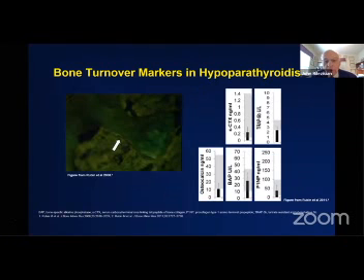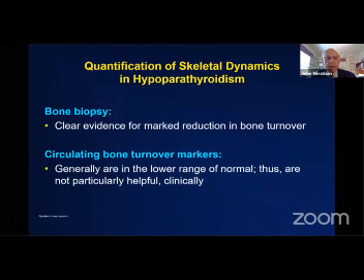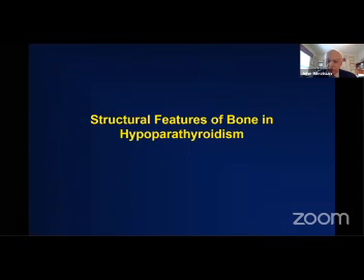hypoparathyroidism. While bone turnover markers may seem, therefore, to be useful, on the right, you can see the shaded bars are the normal range with these bone turnover markers, bone resorption and bone formation markers. But in the black bars, you can see that they're in the low range of normal. But from a clinical point of view, the use of these bone turnover markers, as a result, has not been all that useful. The skeletal dynamics, thus, by bone biopsy, show marked reduction in bone turnover, but bone turnover markers in the circulation do not really help us to identify this low turnover state.